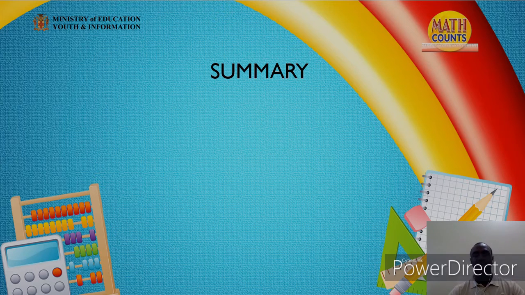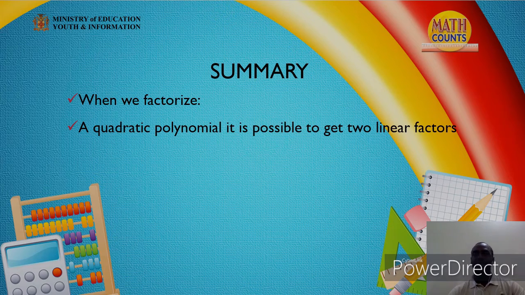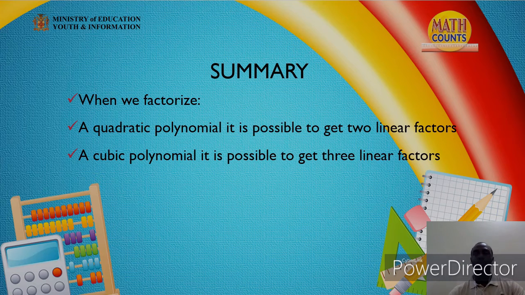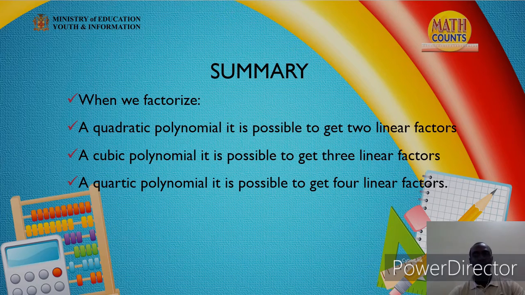Now, let us summarize what we have done so far. Remember, our aim was to factorize polynomial up to degree of 4, leaving your answers in real linear solutions. Right? So your factors should be in real linear. We are saying that when we factorize a quadratic polynomial, it is possible to get 2 linear factors. Again, when we factorize a cubic polynomial, it is possible to get 3 linear factors. And when we factorize a quartic polynomial, it is possible to get 4 linear factors. Now, your quartic polynomial will be discussed in the next lesson.